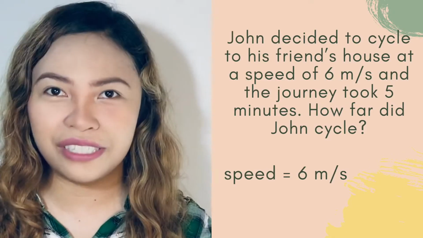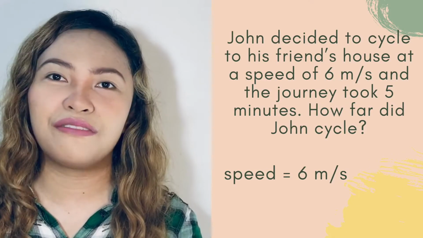Okay, so first let us identify the given quantities in this problem. First, we have here 6 meters per second, which is the speed, and we also have the time, which is 5 minutes. By the way, we have to make sure that all the units are in sync so that we can cancel them out when we do the calculation. So 5 minutes is equivalent to 300 seconds, and that's what we will use.